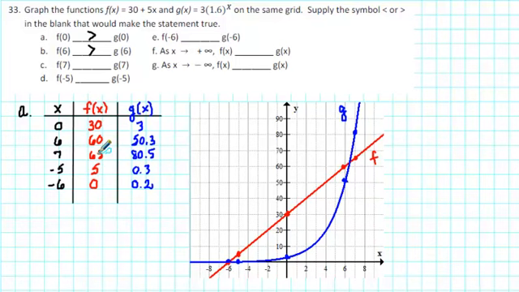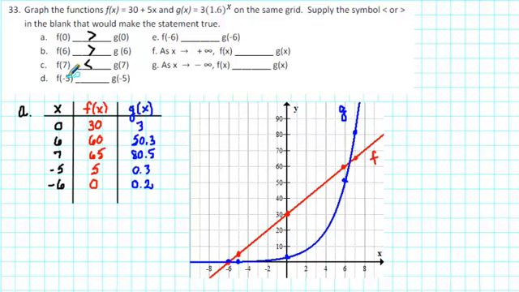Next we compare f of 7, which is 65, to g of 7, which is 80.5. Well, this time 65 is less than 80.5, so f of 7 is less than g of 7. So this time when we look at x is equal to 7, we see that the blue graph of g is above the red graph of f. So since blue is above red, f of 7 is less than g of 7.